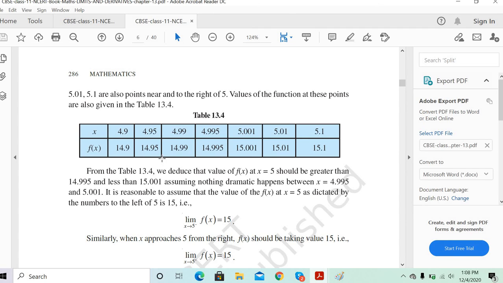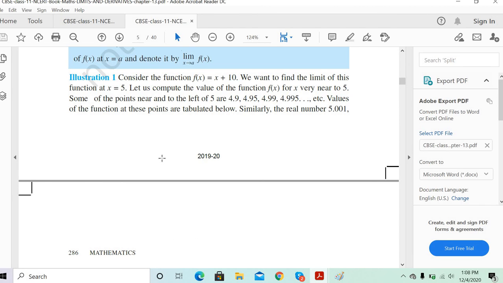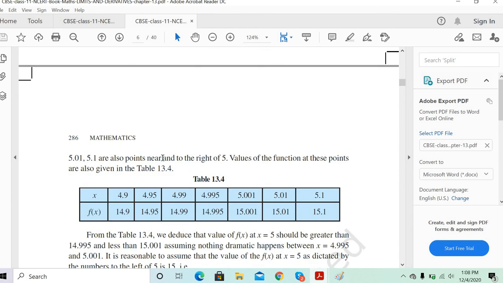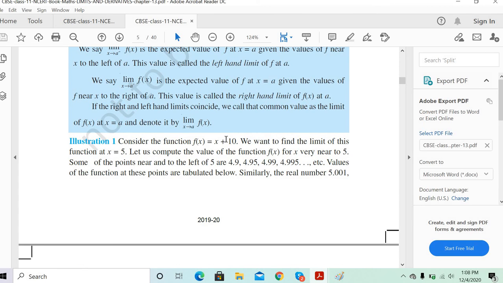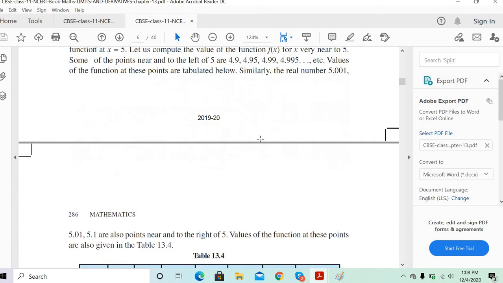When you come from the left hand side towards 5, it will be 4.9, 4.99, 4.995 like that, and when you come from the positive side of 5, that means 5.001, 5.01. So basically f of x is between values closer to 15, like 14.995 and 15.00. So they are very close to 15, no? Both are coming very close to 15. It's as good as substituting the value of x as 5 and getting f of x as 15, right?